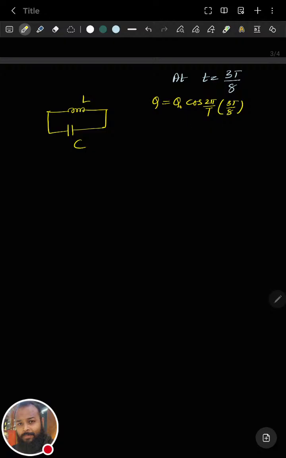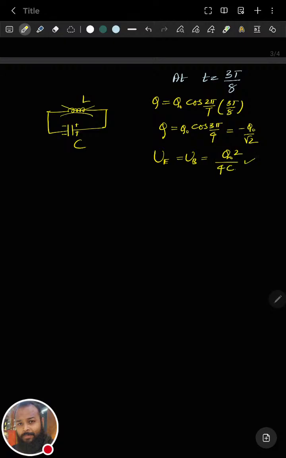So 3 by 4, 3 pi by 4. Cos of 3 pi by 4 is minus 1 by root 2, so Q is equal to minus Q naught by root 2. Which means here there is positive now and there is negative. You understood that, and still there is half magnetic energy. So here electrical energy and magnetic energy are the same, equal to Q naught square by 4C. I hope you understood this.